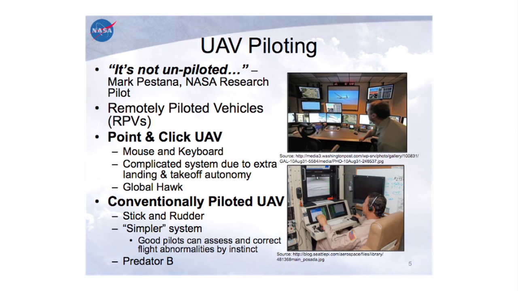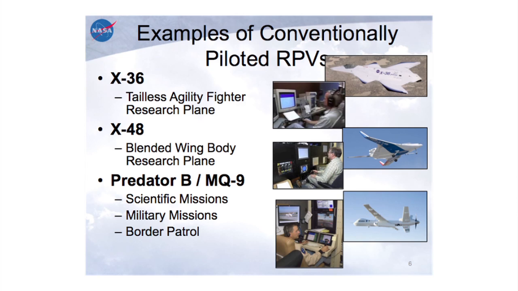For UAV pilots, you have two kinds of piloting. You have point and click, where they just point and click on waypoints and the plane just flies around. And then you have conventionally piloted UAVs, which are flown with stick and rudder. They're a little bit simpler to fly just because they can do the landing and the takeoff themselves. The Predator B is an example of that kind of aircraft. Here are other examples of DROID aircraft that are flown as RPVs: the X-36, X-48, and the Icana.